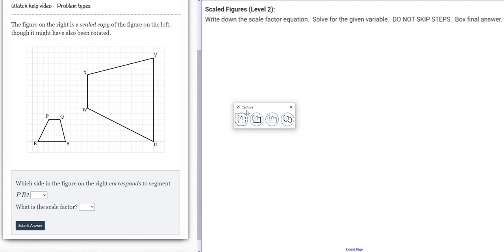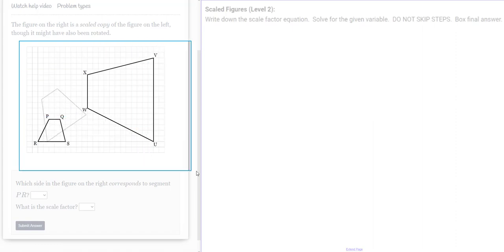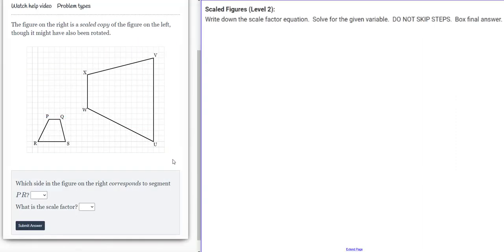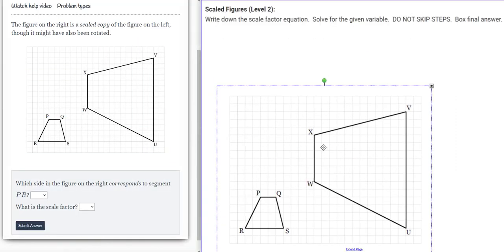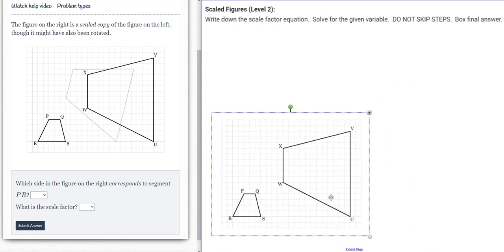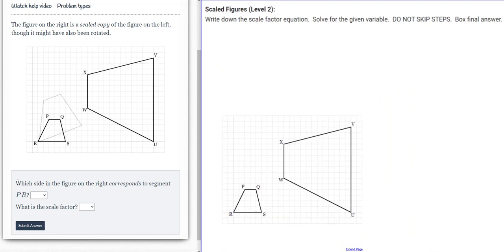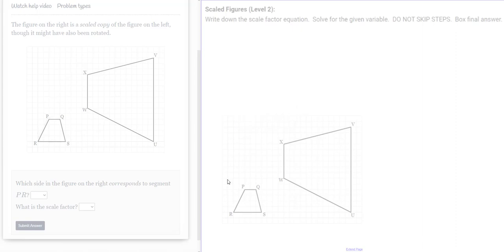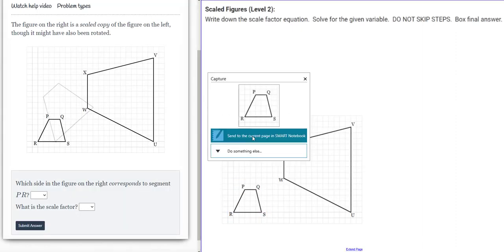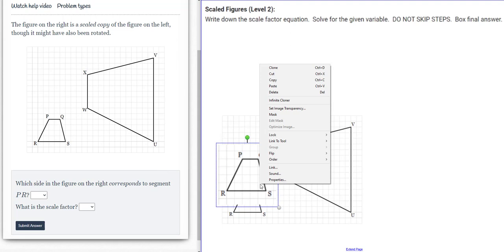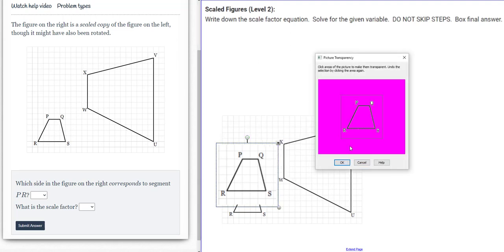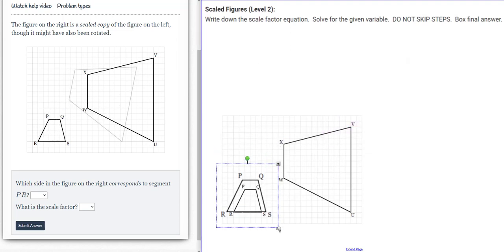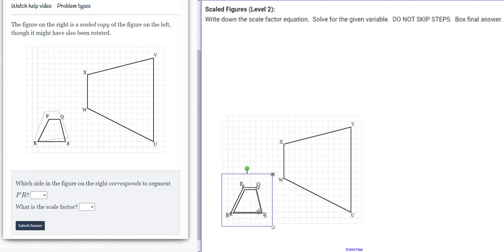So let's go ahead. You don't have to draw this. I'm just going to copy the whole diagram and put that into my whiteboard here. And the first question is, what side on the figure corresponds to segment PR? You don't have to do this, but I think it's going to make sure it's super clear. So I copied the image, and I'm going to resize this so it's the same size as the pre-image. That's the one we're starting with.